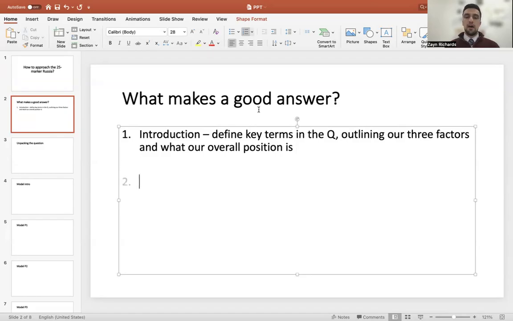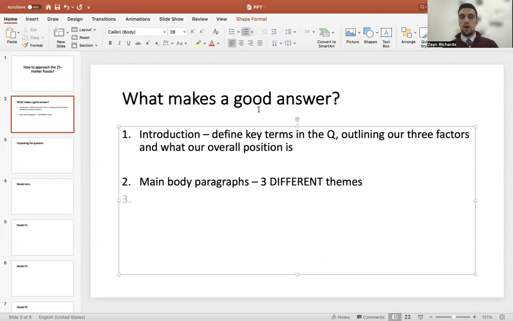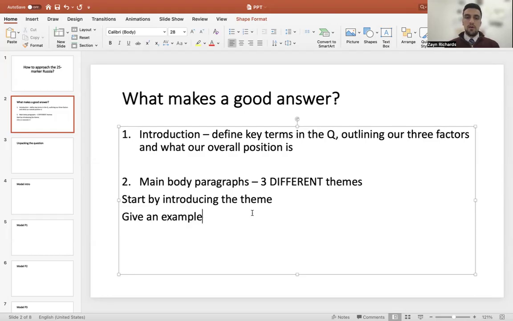We then have our main body paragraphs, and these need to be on three different themes. So we need to make sure that we are including three different themes. Then within each paragraph, we should start by introducing the theme. After we've done that, we then need to give an example of both czars and communists.